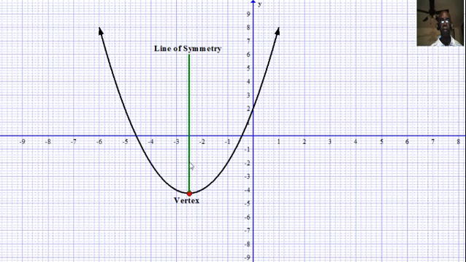Okay guys, this is the end of this lesson. We will continue in another video, where we will go into using the quadratic formula to solve a quadratic equation.